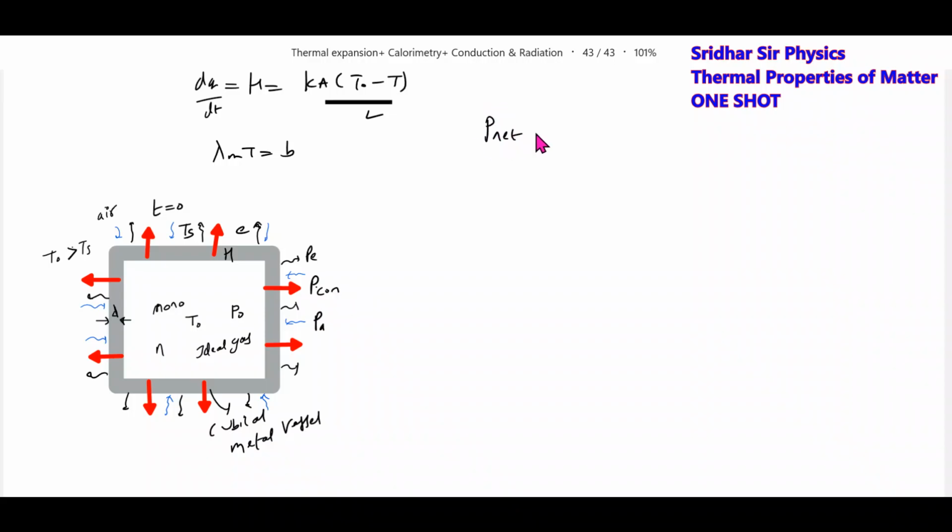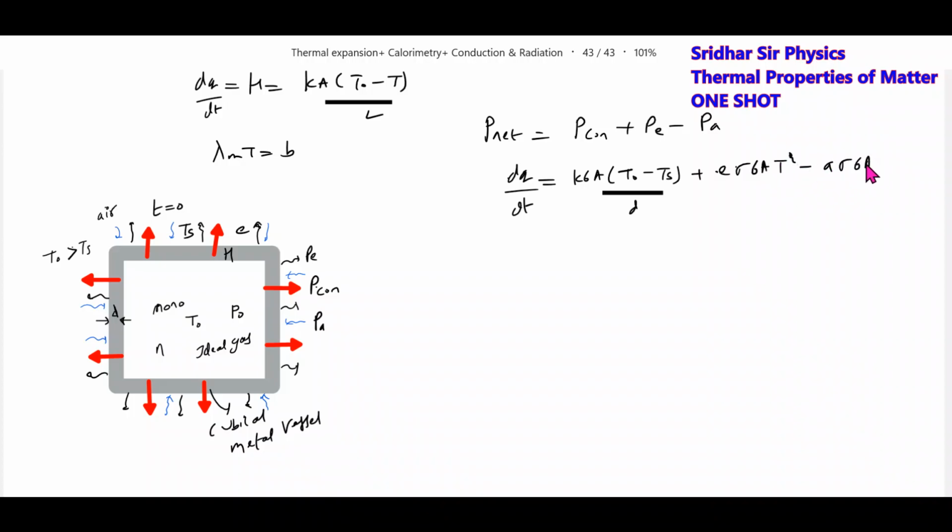Now the net power transferred will be equal to power transferred due to conduction. I'll write like this: power transfer due to emission, then absorption. This should become equal to dQ by dt, power transfer due to conduction. This will become KA (T0 minus Ts) by D. 6 surfaces I already discussed. Power emitted, only the outer surface is responsible for emission of power. E sigma 6a T to the power of 4. Power absorption, A sigma 6a Ts to the power of 4. It will lose it, so this will be nCv dT by dt.